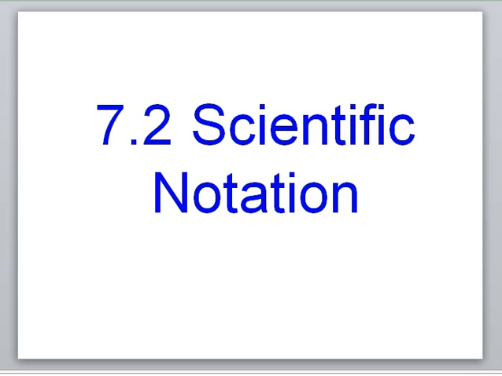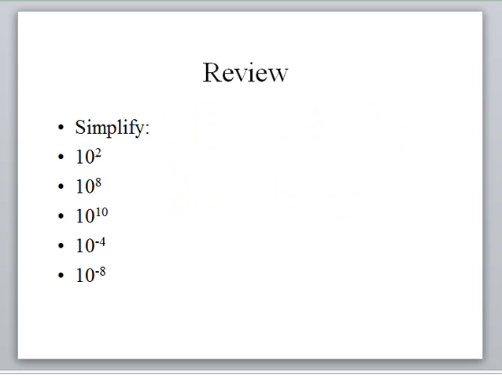Today's topic is scientific notation. The first thing I want to do is talk about tens of certain powers because that is part of scientific notation. So we'll go ahead and just talk about what is 10 to the second power. Well, that's 100. 10 to the 8th power is a 1 with 8 zeros. 10 to the 10th would be a 1 with 10 zeros.